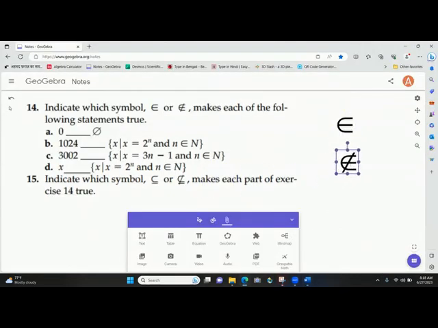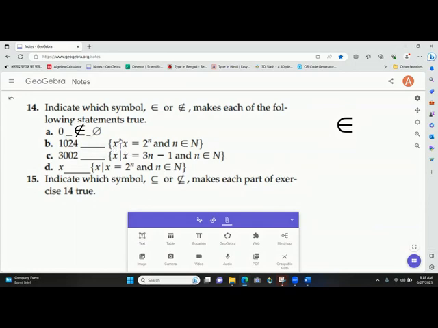Wonderful. All right. So is zero an element of the empty set? The answer is no, because an empty set has no element. So I'm going to put this guy here. All right. Is this number, 10 to the power 24, an element of, well, let's check.